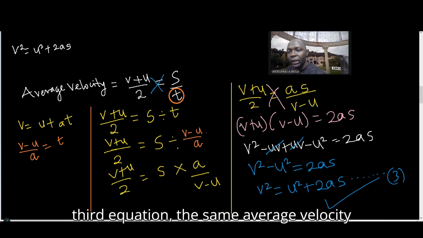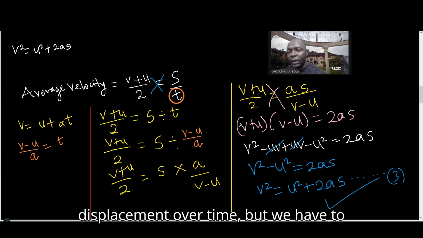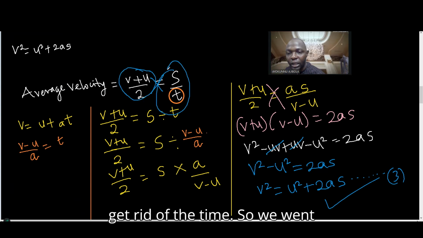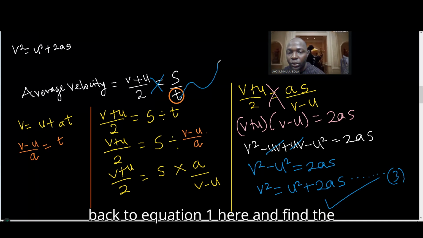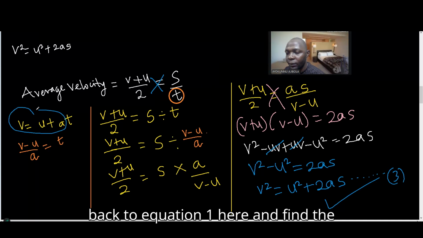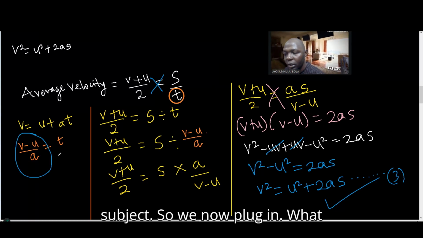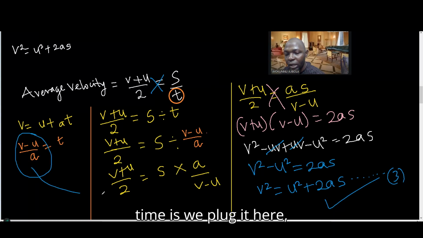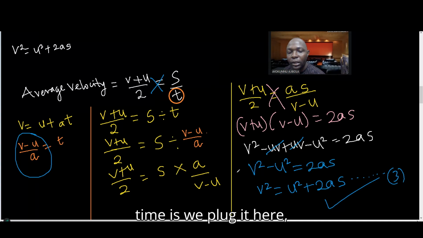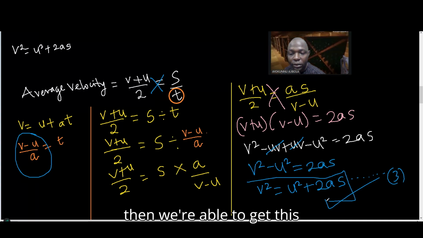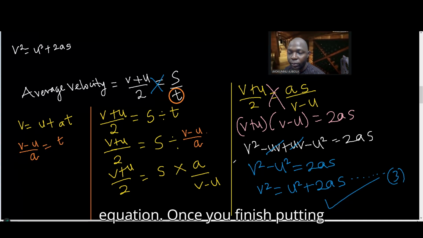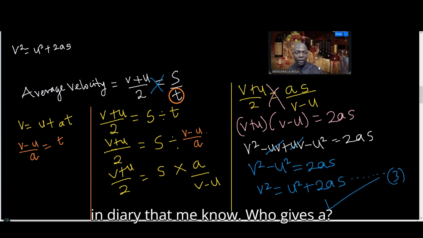Then for the third equation, the same average velocity, displacement over time, but we have to get rid of the time. So we went back to equation 1 and found a formula for time by making t the subject. So we plug in what time is here. Then we're able to get this equation. Once you finish putting it down, you let me know. Okay, sir.